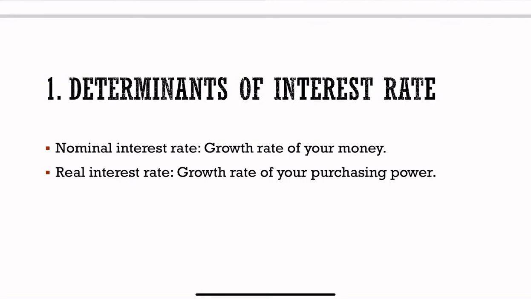Right? So essentially, you can see that real interest rate is about purchasing power, and you can imagine that in the real world, nominal interest rate and real interest rate should be different, right? For example, let's say you get 2% return from your savings account. However, you can see that if inflation rate is 2%, then your purchasing power will not change, right? So in this case, your nominal interest rate is like 2%, and your real interest rate is actually 0%.